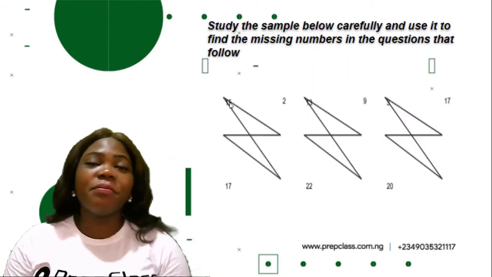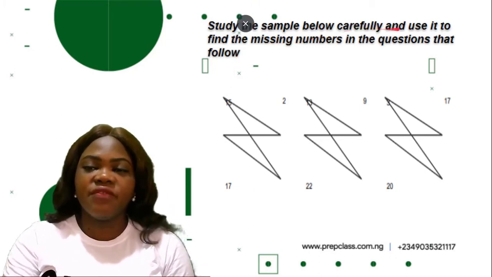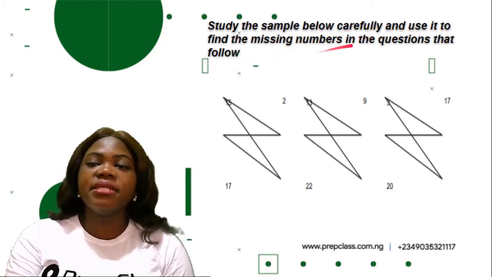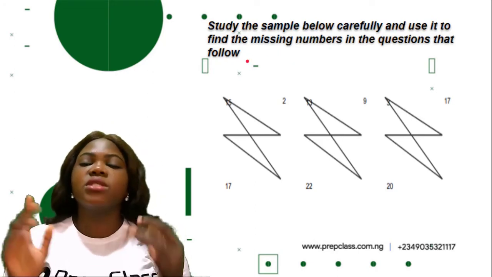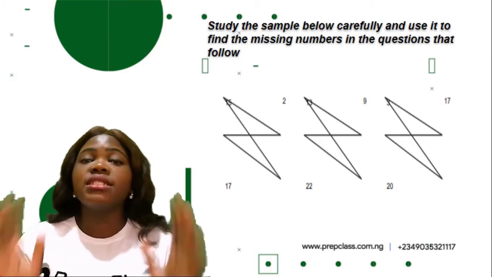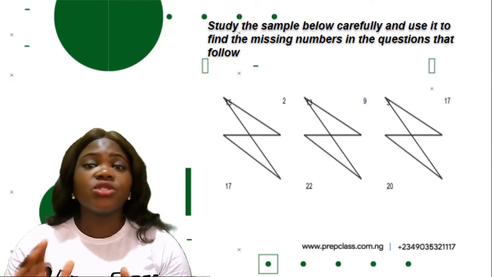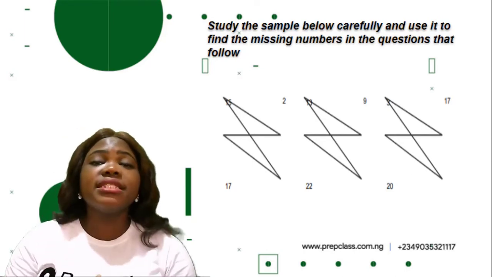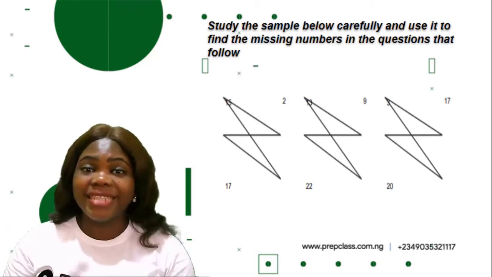Okay, so we have a sample before the set of questions. Study the sample below carefully and use it to find the missing numbers in the questions that follow. It's very important that we study the samples before going ahead to answer the questions. Quantitative reasoning is a measure of one's ability to use mathematical skills to solve problems. So in quantitative reasoning, you need to think deeply on how to generate the right answer.